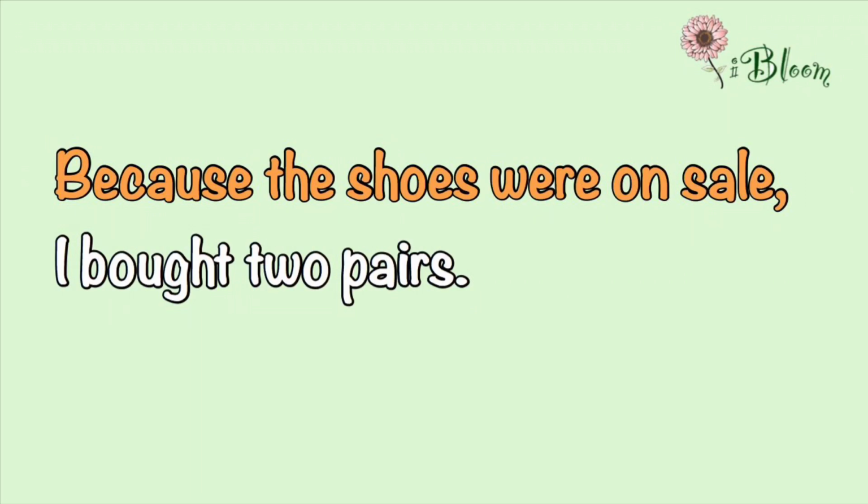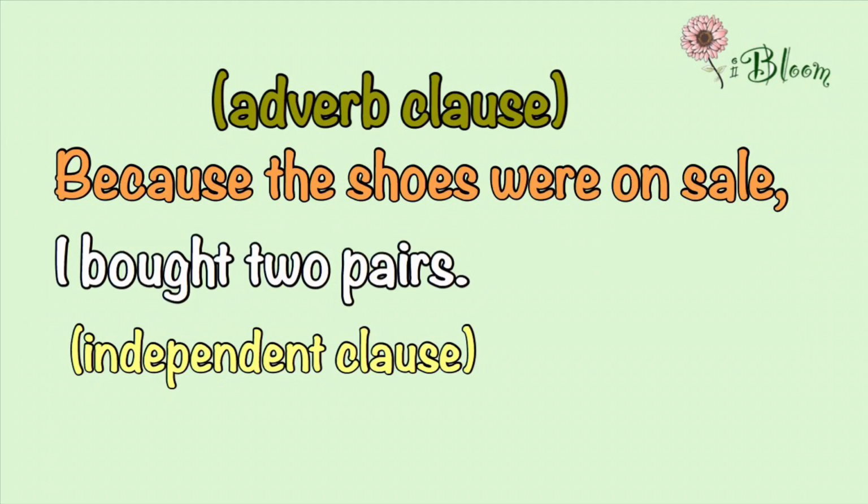Here we have two clauses. The adverb clause is the first one, because the shoes were on sale. We call this an adverb clause. It depends on the other part of the sentence, I bought 2 pairs. Here, the first clause is giving a reason for the other part of the sentence. Why did I buy 2 pairs of shoes? Because they were on sale. So the first clause is called the adverb clause. The second part of the sentence is called the independent clause.